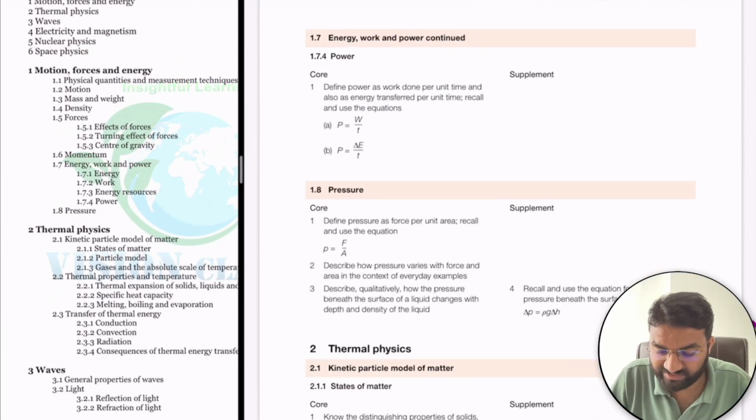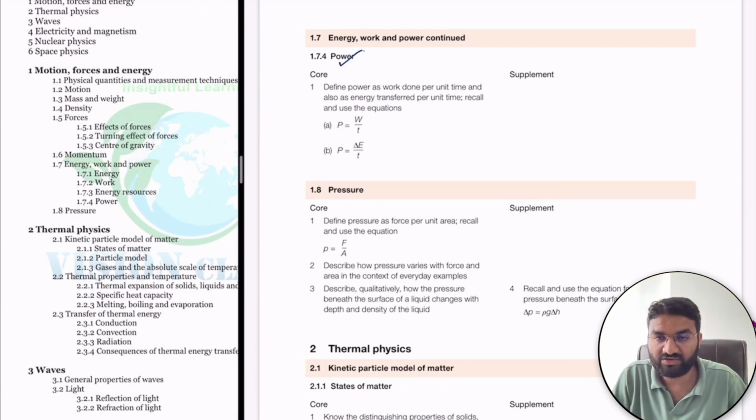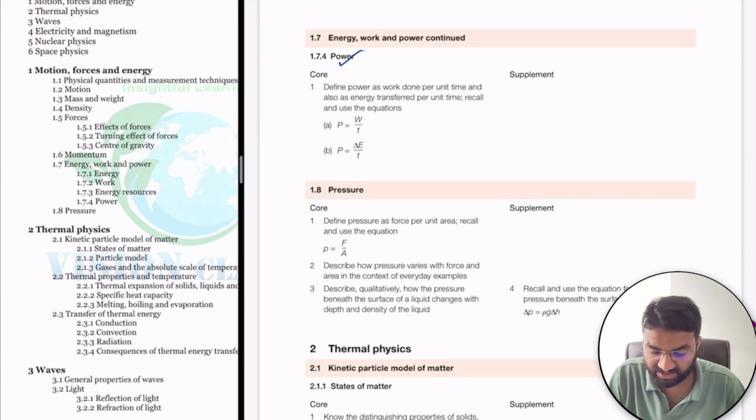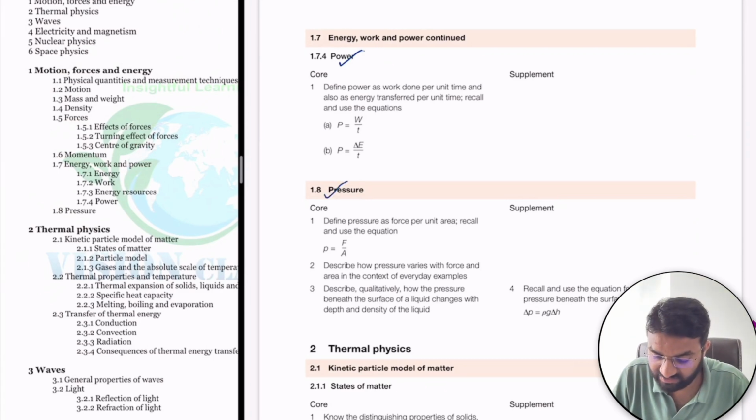Then both core as well as extended students have a concept called power is equal to work done over time, or energy per unit time. Then next, pressure. Pressure is force per unit area, and this is for both core as well as extended students.